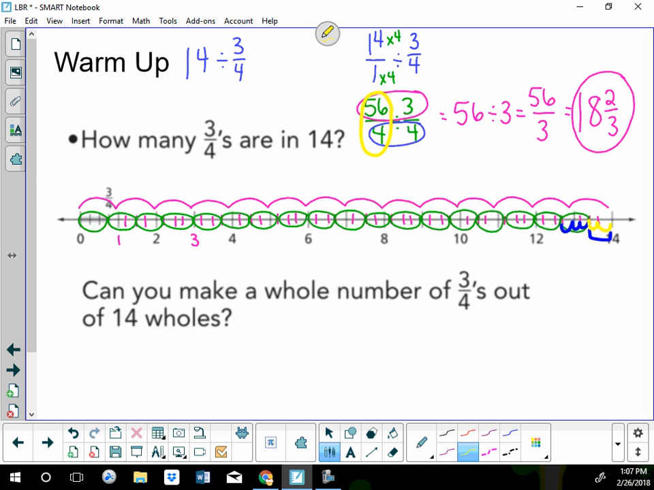So that's how I can get 18 groups of 3/4 and then 2/3 of my next piece. Okay? I am seeing some great models. I see bar models. I see number lines. Way to go, crew. I see some common denominator algorithms.